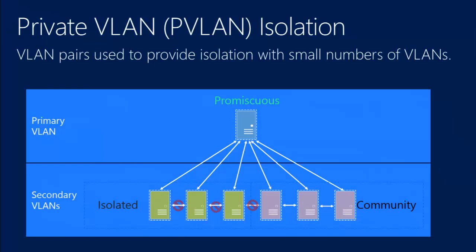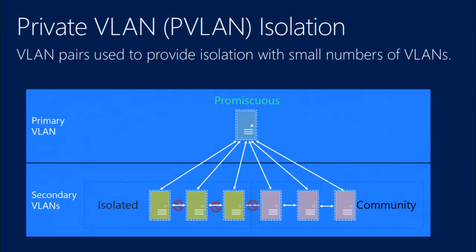pVLANs work around some of the limitations of a VLAN. And there are essentially three modes that a computer that's connected to a pVLAN can operate in. You essentially have a primary and secondary pair, where on the primary, you have a promiscuous computer that can receive requests and send requests to basically any other computer in the primary-secondary pair.